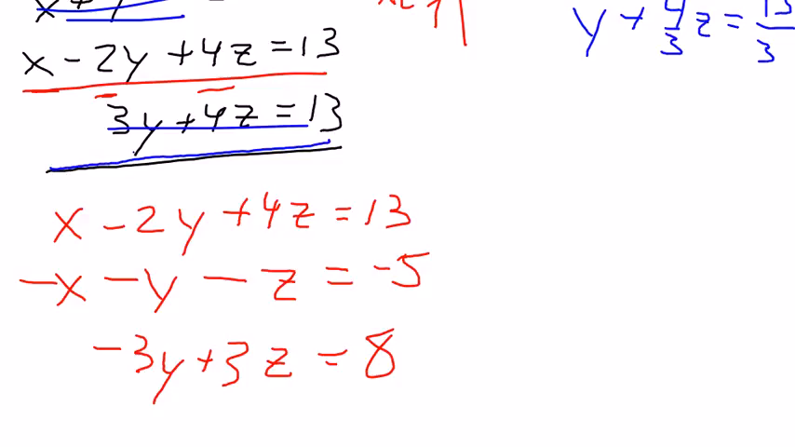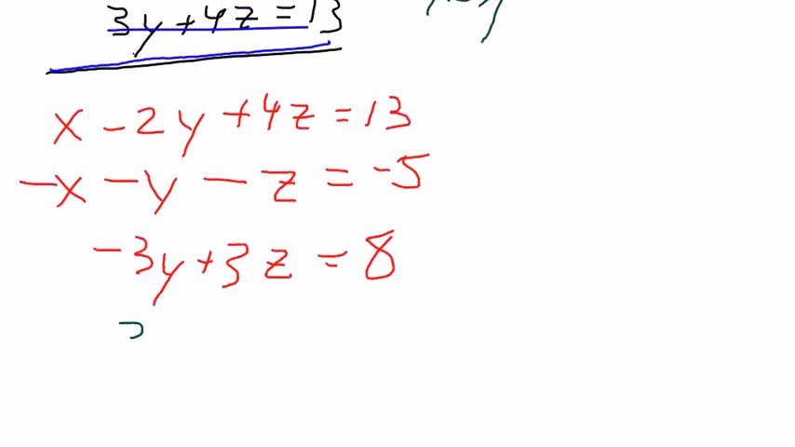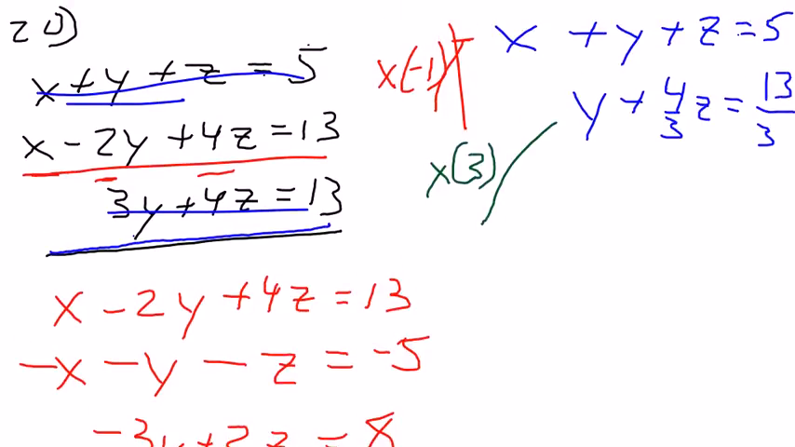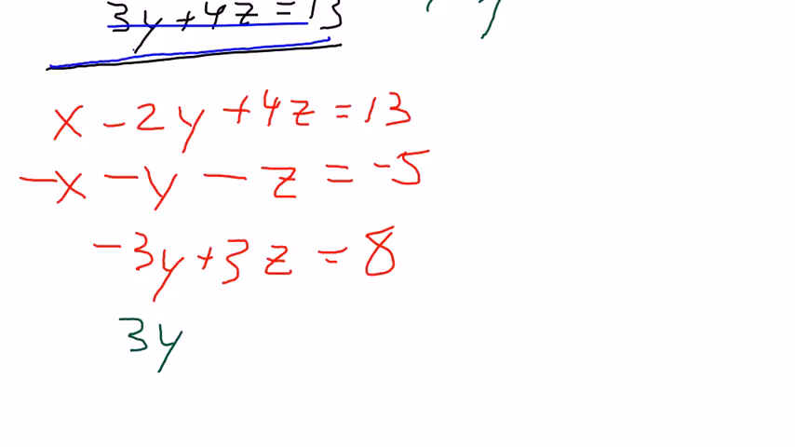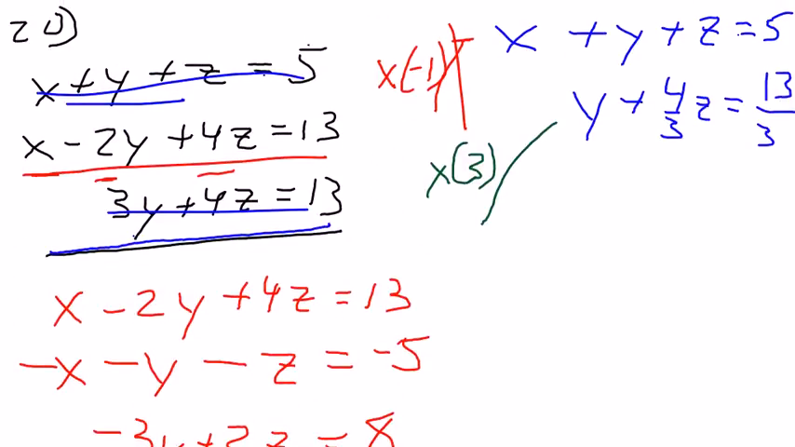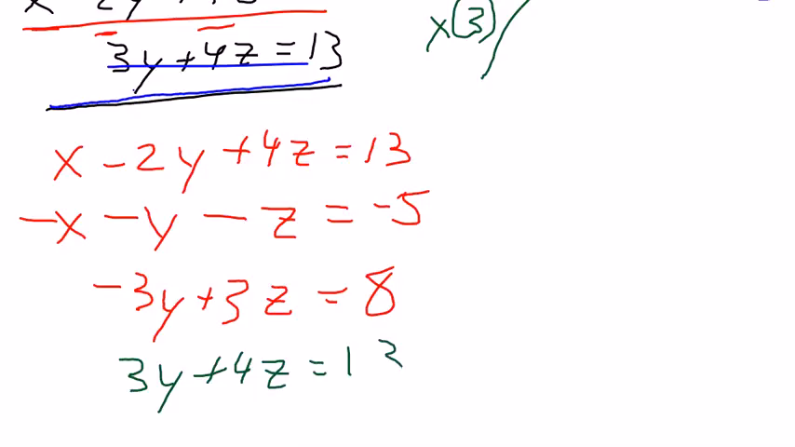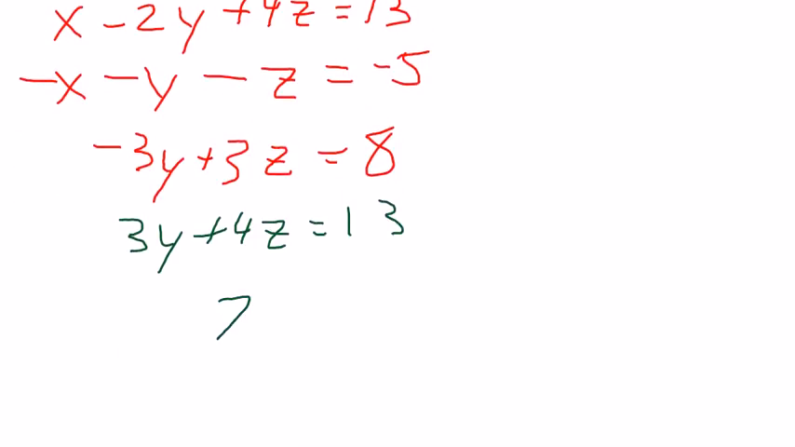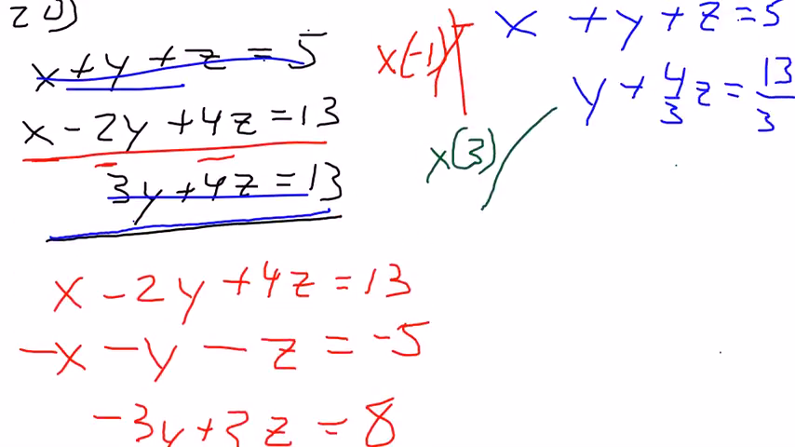Now we need to get rid of the y. So I'm going to take this next equation here and multiply it by 3. If I do that, I get 3y. 4/3 times 3 would be 4. 13/3 times 3 would be 13. Add these two together, I get 7z equals 21. My z then would be 3.